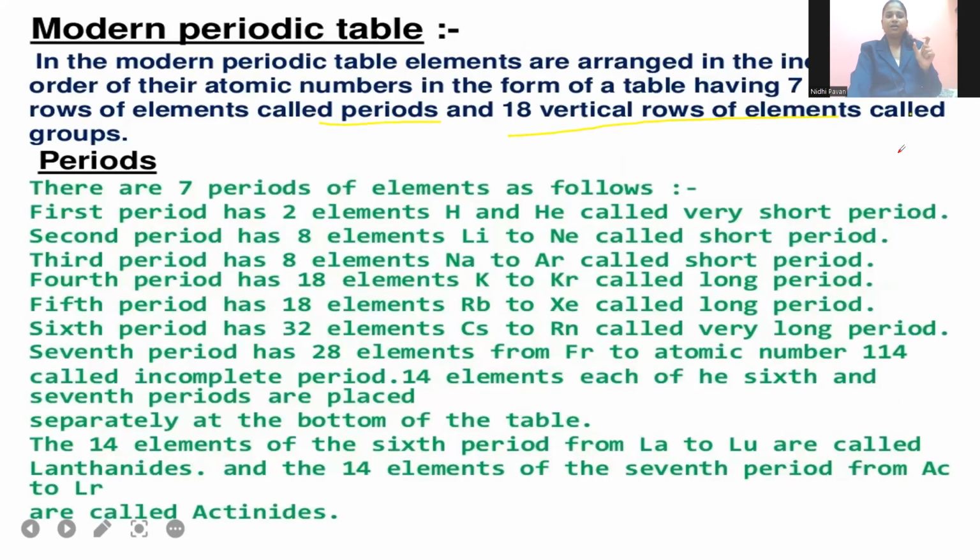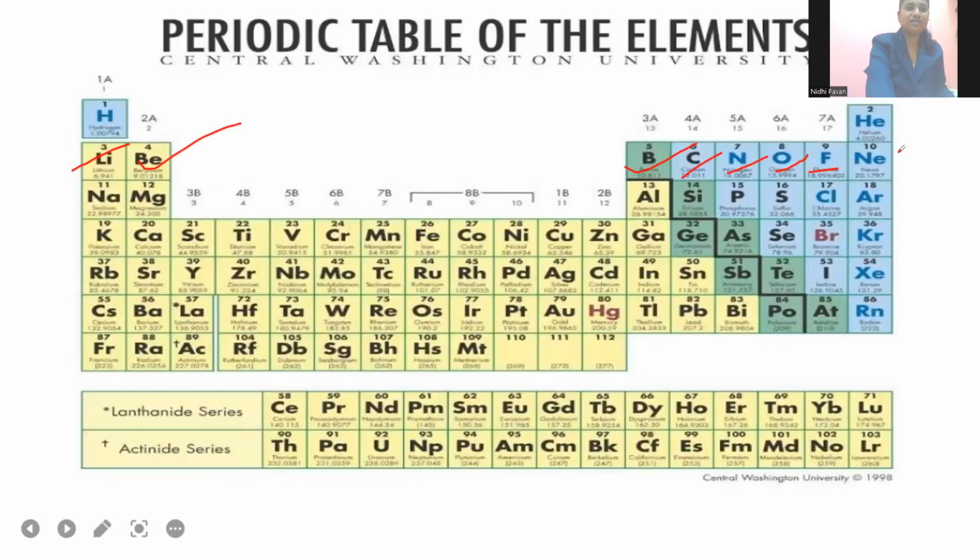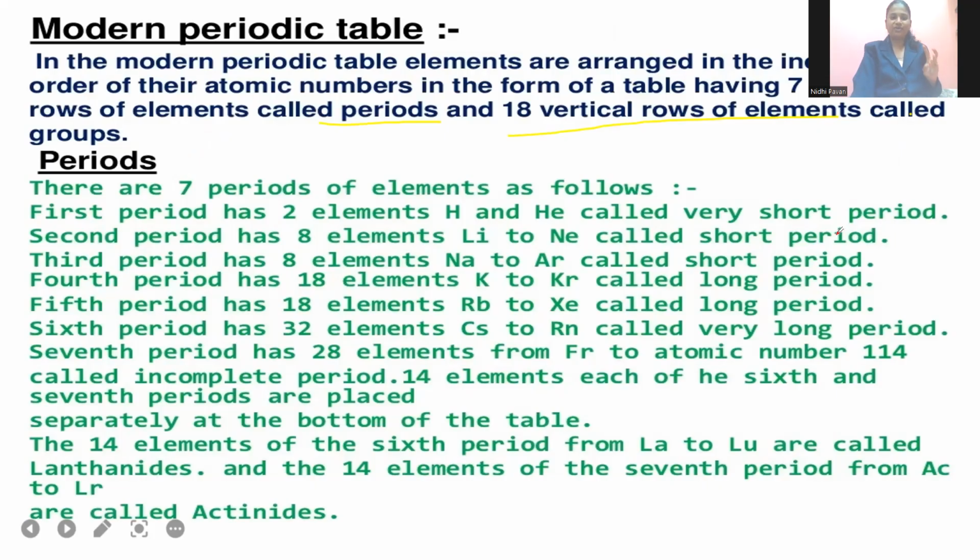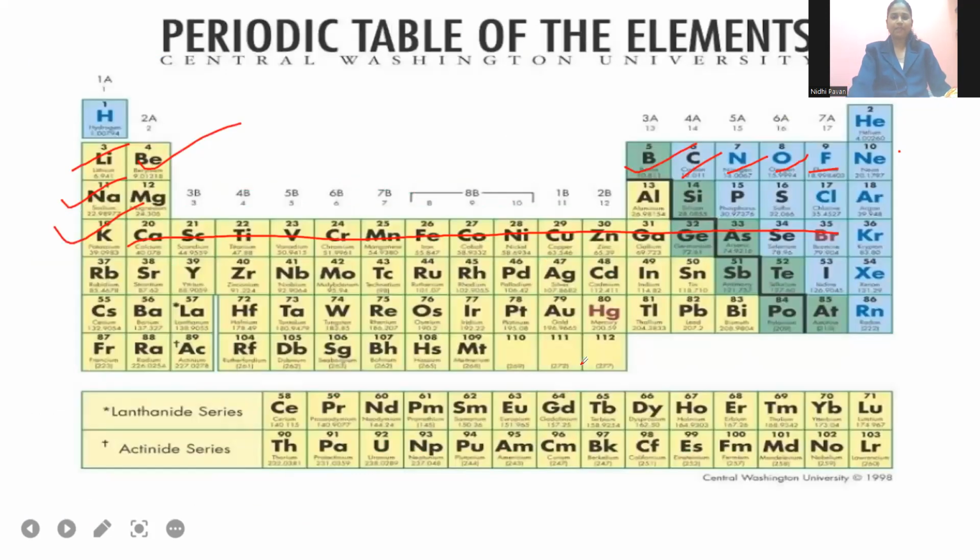The fourth period has 18 elements in it, so it is called a long period. The sixth period is called very long because it has 32 elements. The seventh period has 28 elements, from Fr to atomic number 114, and is called an incomplete period.